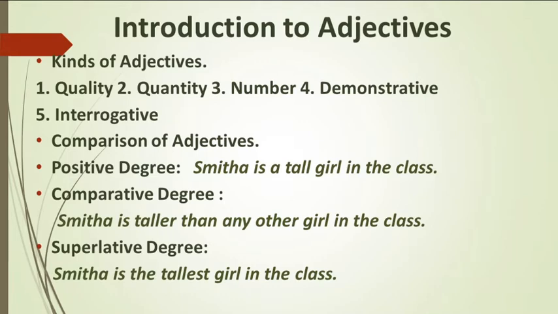And the adjectives of interrogation, or interrogative adjectives, are used with nouns to ask questions like what, which, and whose. Example, whose book is this? So, after having understood the basics of adjectives and its kinds, let's look into the comparison of adjectives. That means degrees of comparison.